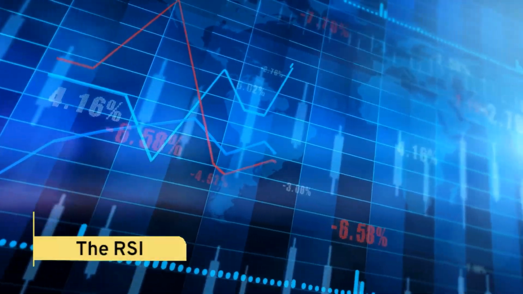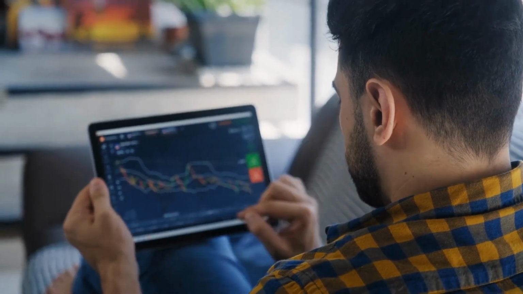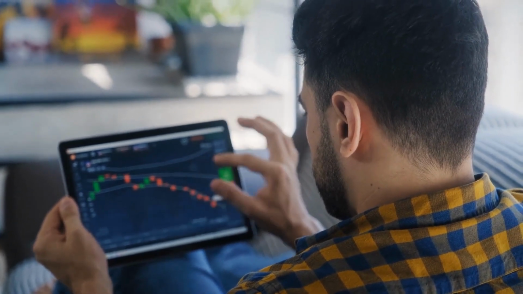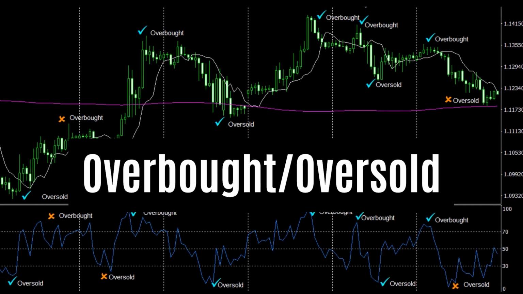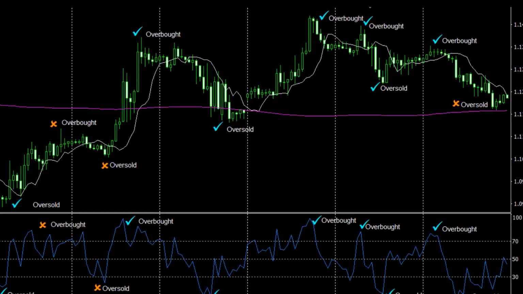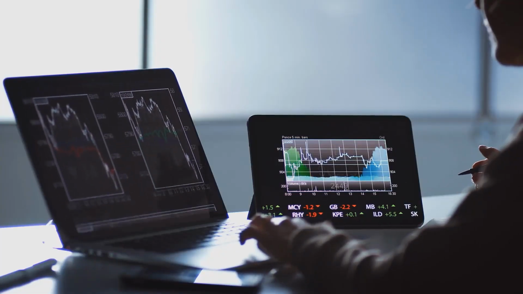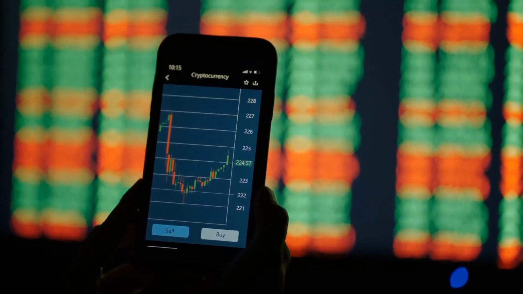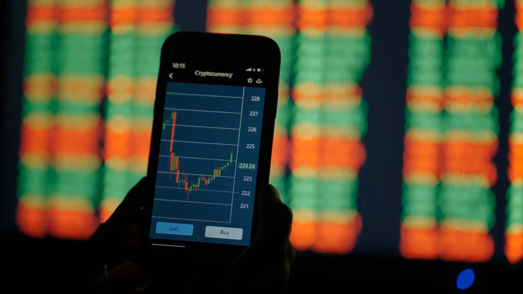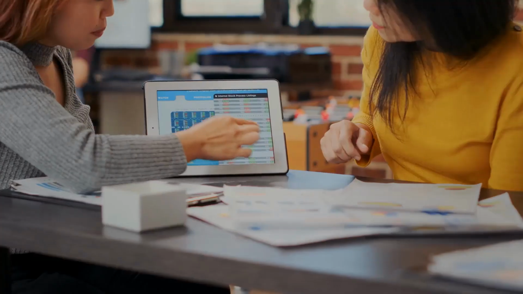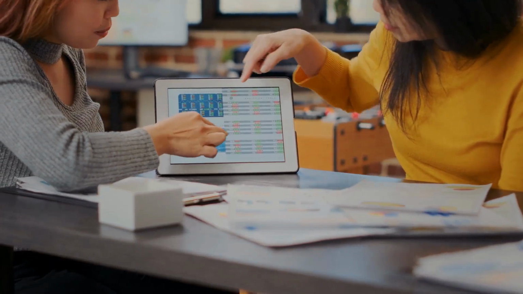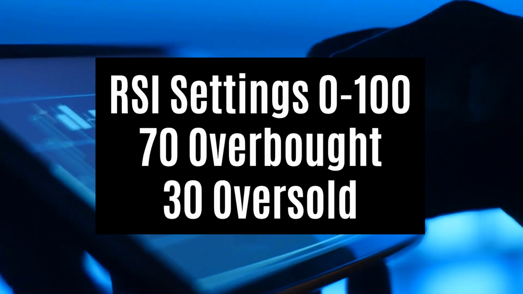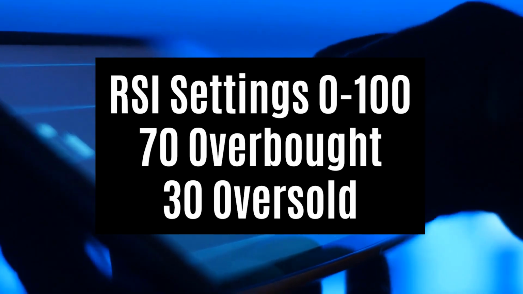The RSI. The RSI, the Relative Strength Index indicator, is a technical analysis indicator that is used to measure the momentum of a stock's price movement. Overbought or oversold. It's often used to determine the overbought and oversold condition of a financial asset. The Relative Strength Index measures the magnitude and speed with which prices are changing, using data from recent trading sessions. RSI is typically set between 0 and 100, with anything above 70 being generally considered an overbought situation on most exchanges, and anything below 30 being considered an oversold situation.